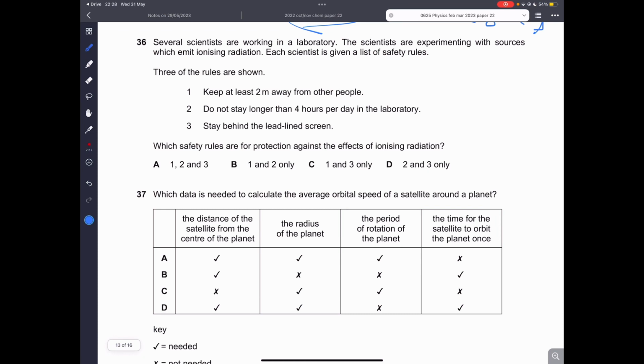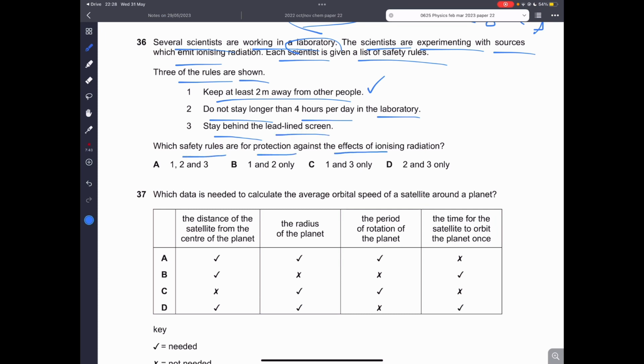36. Several scientists are working in a laboratory. The scientists are experimenting with sources which emit ionizing radiation. Each scientist is given a list of safety rules. Three of the rules are shown. Keep at least 2 meters away from each other. Do not stay longer than 4 hours per day in the laboratory. Stay behind the lead screen. Which safety rules are for protection against the effect of ionizing radiation? Now remember, ionizing radiation includes all 3 radiations: alpha radiation, beta radiation, and gamma radiation.